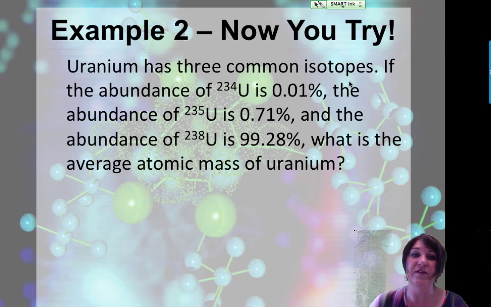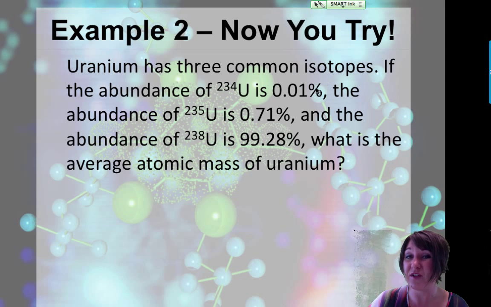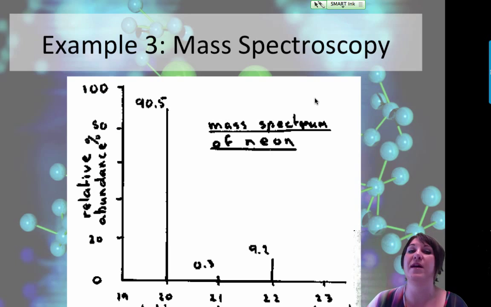Okay, now I want you to give it a try. If uranium has 3 common isotopes, where 234 is 0.01%, 235 is 0.71%, and 238 is 99.28%, then when you do the average atomic mass of uranium, you had better get something that's a lot closer to 238 than 234, right? Because it has the most abundance. Give it a try, work it out. I'm going to check in class to see what answer you got.